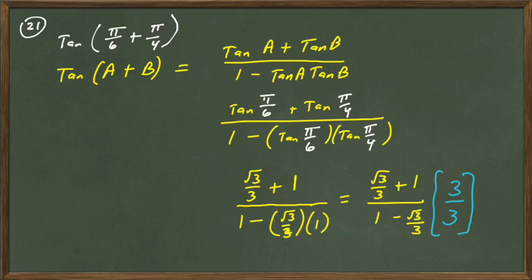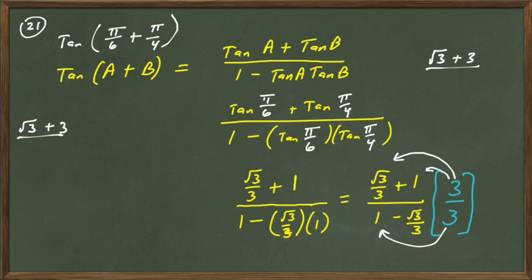so that I don't change the value. When I distribute here, what happens? Will the 3's cancel? Leaving me radical 3, right? When I multiply here, what's 3 times 1? 3. Over 3 times 1, 3. Minus, and when you multiply here, the 3's would cancel, leaving you radical 3.